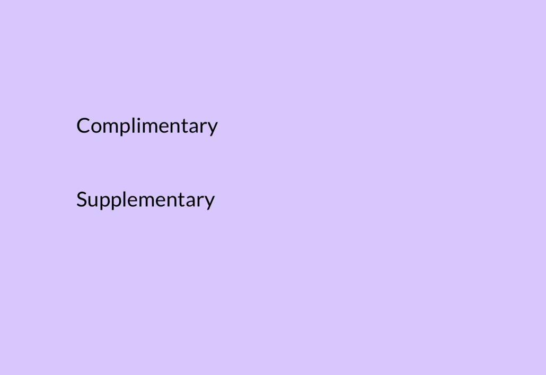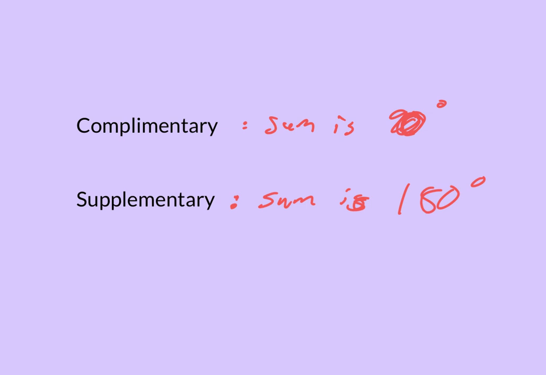And then a couple vocab words if you have not seen them before. Complementary means the sum is 90 degrees. Sum is our fancy mathematical term for adding. Supplementary, sum is, that's an S, 180 degrees. Supplementary angles add to 180 degrees. Complementary angles add to 90 degrees.